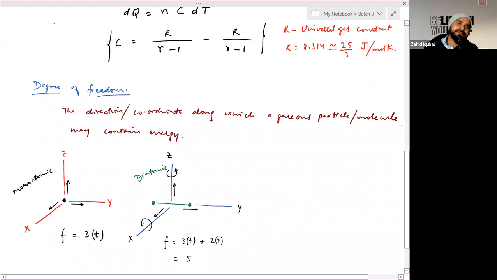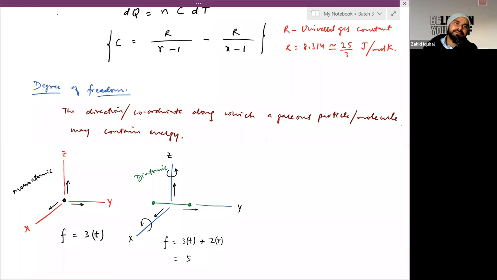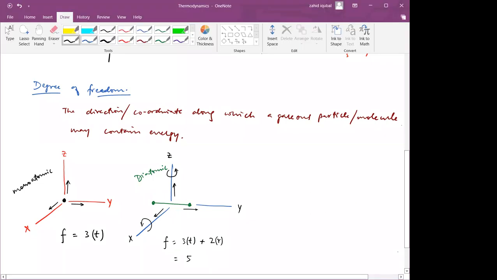Atif, is it clear? So can you explain once more?